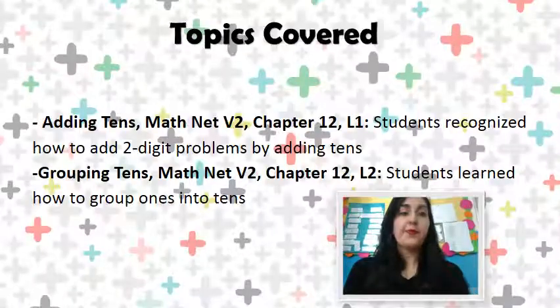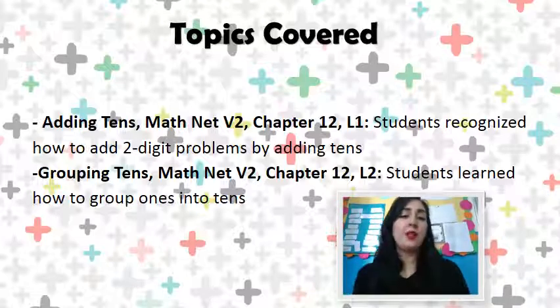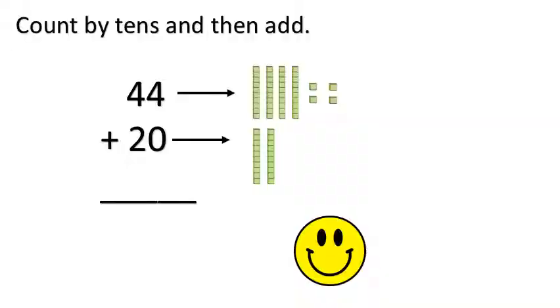Let's begin. So the topics covered the last 2 weeks were adding tens. We recognized how to add two-digit problems by adding tens or counting forwards by tens. And grouping tens, we learned how to group ones into tens. So before we continue with our worksheet, we're going to do a little bit of a review. We're going to count by tens and then add. There are 2 ways that you can add a two-digit addition problem. You can do it by separating the ones and the tens and adding them separately, or you can count forward.